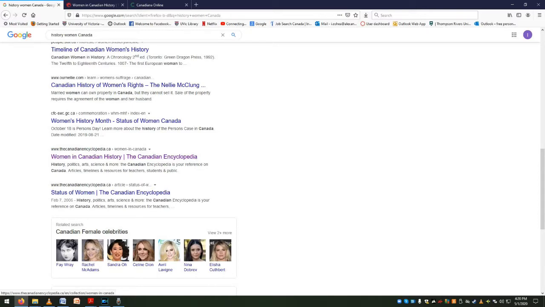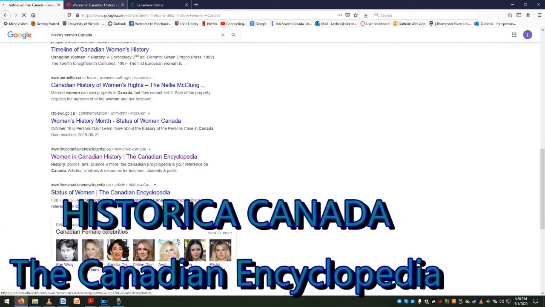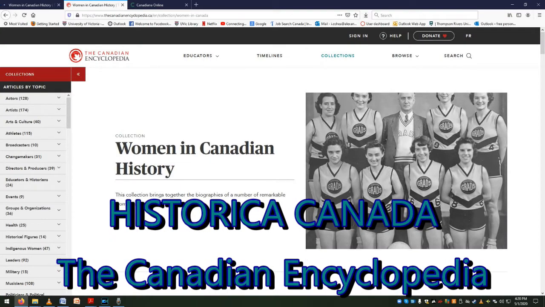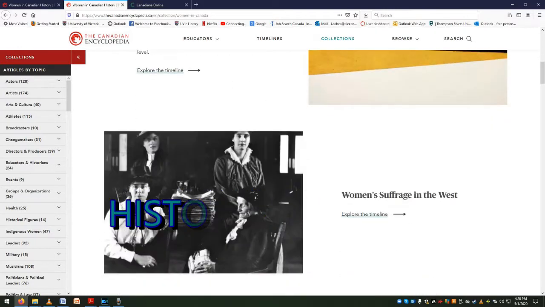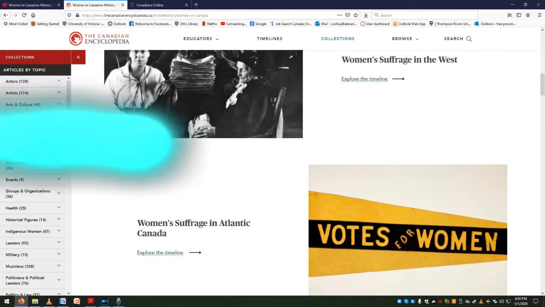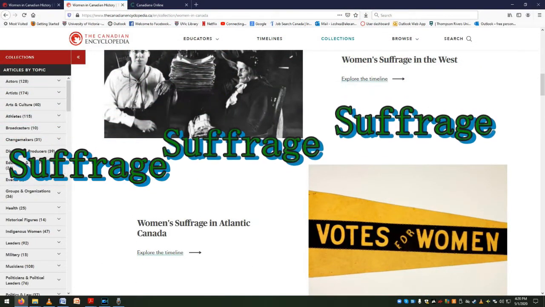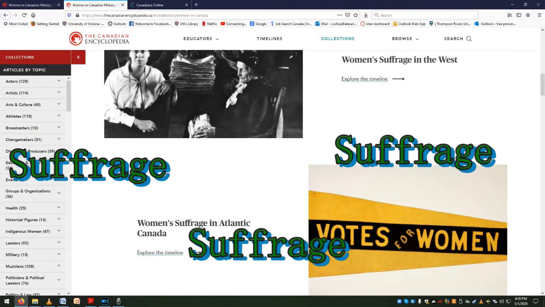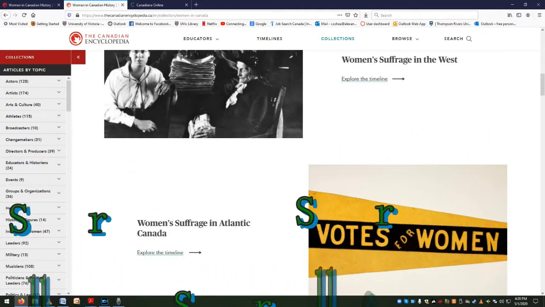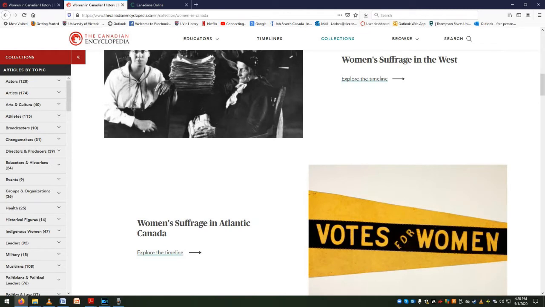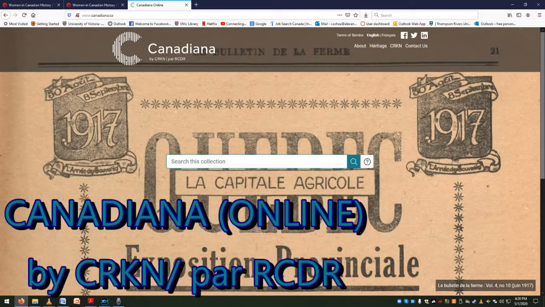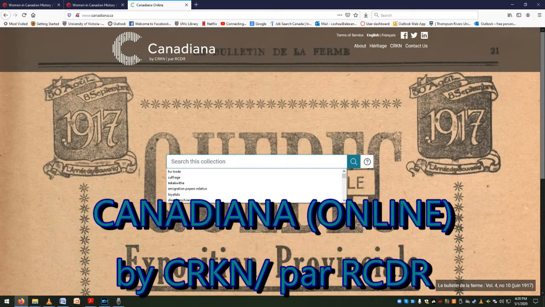So when we get onto the Historica Canada website, we can see a few words come up very quickly. It doesn't take long to scroll down before we start to see suffrage. And this is the kind of thing that we're looking for: keywords and search terms that we can plug into our primary source database to begin finding some actual direct sources to research this topic. If we come over here to Canadiana Online, by CRKN.